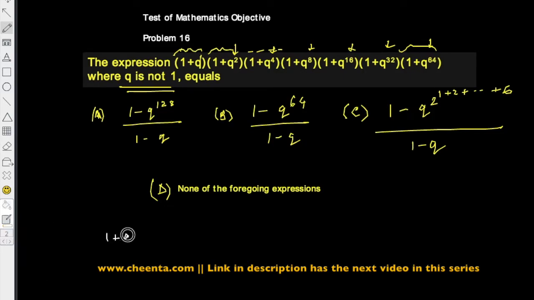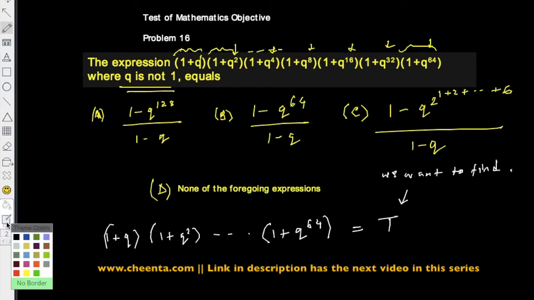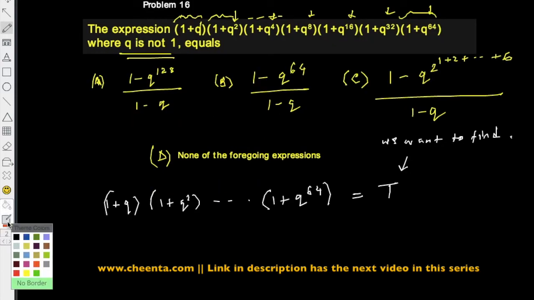First, set this expression, so I'm not writing the entire thing, equal to some t. So t is something that we want to find out. So we want to find t. Now, what we will do is we will multiply both sides of this equation by 1 minus q. Let's do that. So multiply both sides of this equation by 1 minus q.